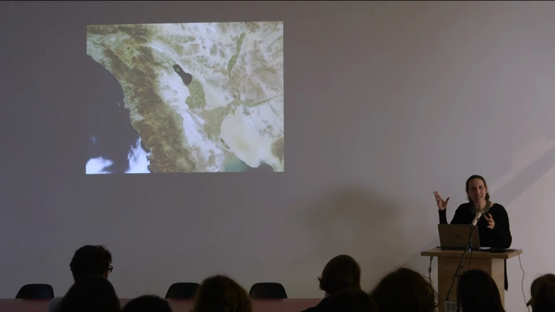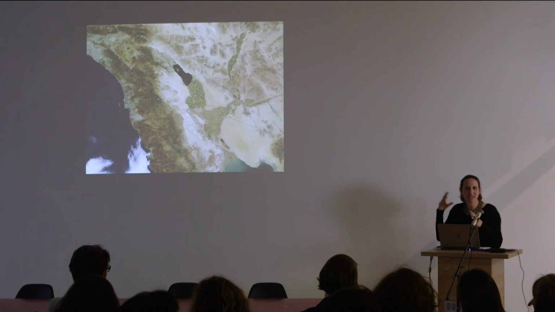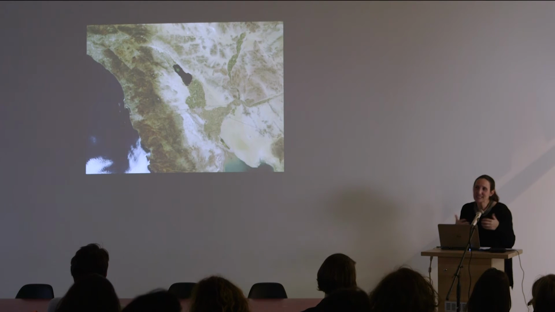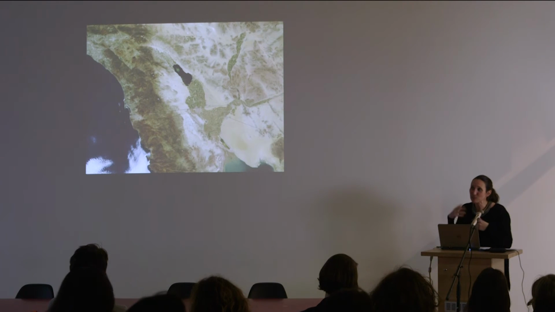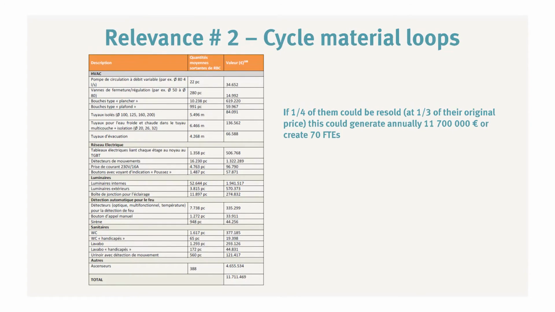Well, it's not as visually appealing, but this is for the technical infrastructure in office space. So all the ventilations, all the toilets, all the lifts, whatever is technical in office spaces. Well, if you do the same exercise, so you sell 1/4 of it at the 1/3 of the original price, you get around 12 million euros per year for Brussels just.